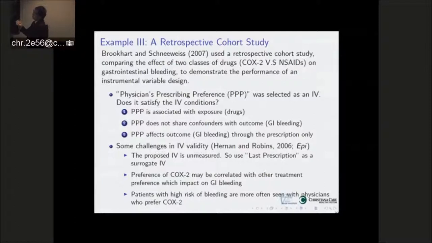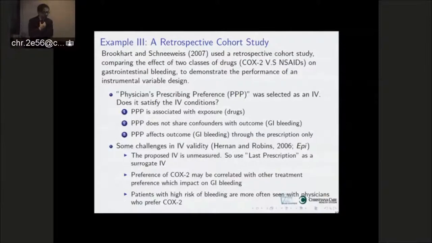So we would like to check, does this variable satisfy the IV conditions? First, they assume this PVP is associated with the exposure. I think that kind of makes sense. And the PVP does not share a common confounder with the outcome, that is, GI bleeding. We assume, you know, some confounding that affects the drug choice and affects the GI bleeding does not affect the physician's preference. They also assume this PVP affects the outcome only through the prescription.